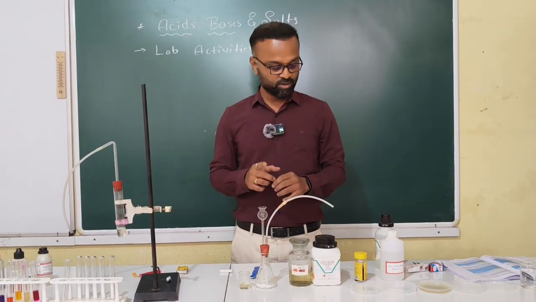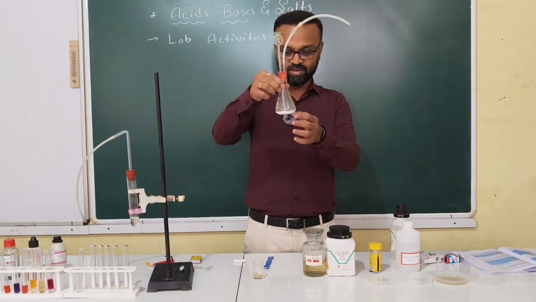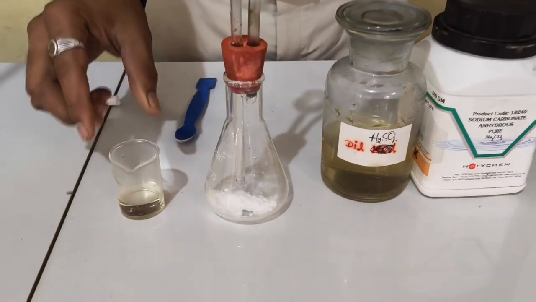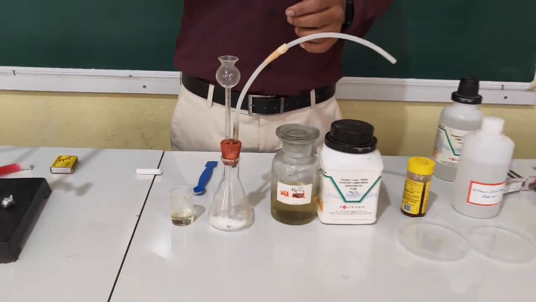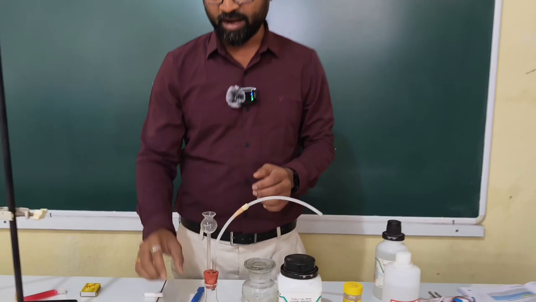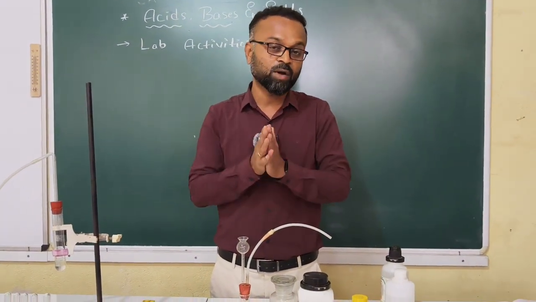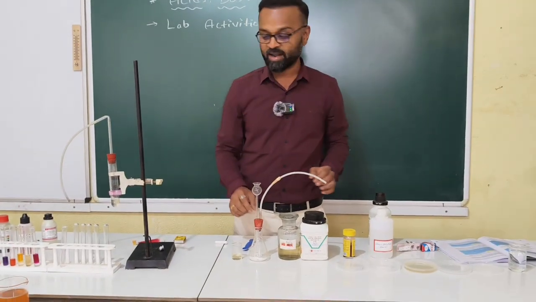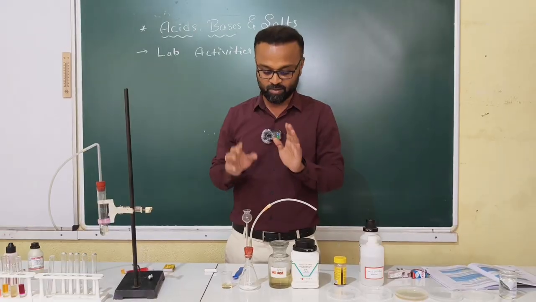So as I told you earlier, inside the conical flask you can see sodium carbonate is taken, and we are going to add H2SO4 into this. Whenever any metal carbonate reacts with an acid, it will liberate carbon dioxide. So how will we know the liberated gas is carbon dioxide or not? We pass that carbon dioxide into the lime water, and it will form a white precipitate. So let us try that.